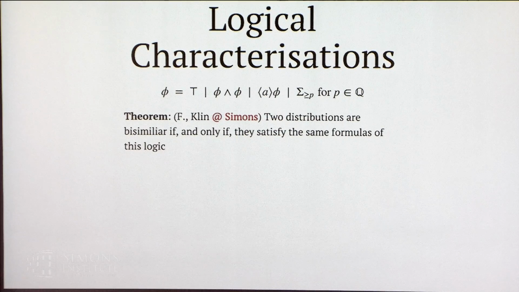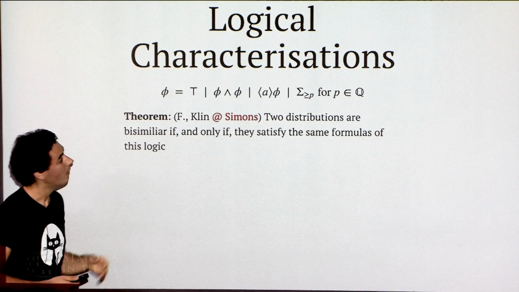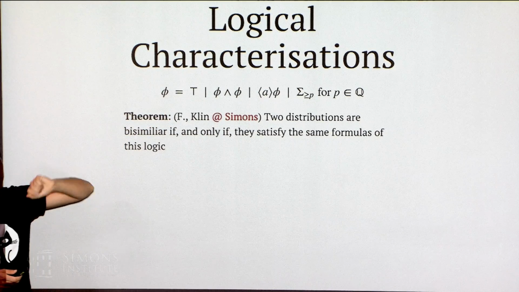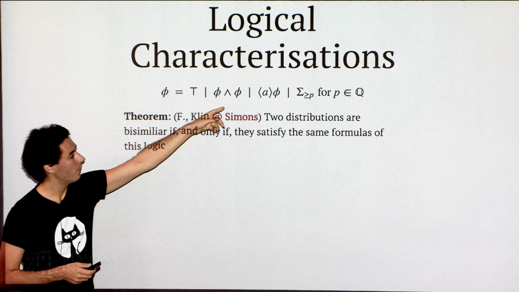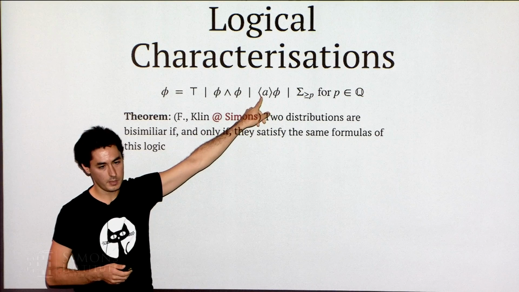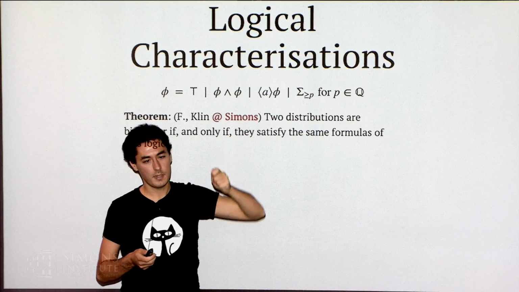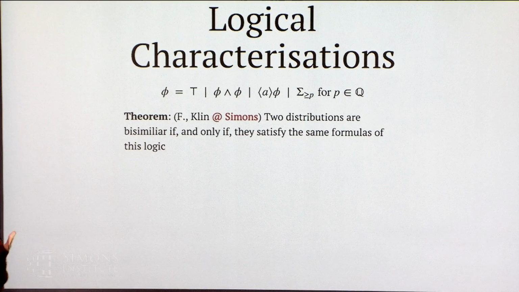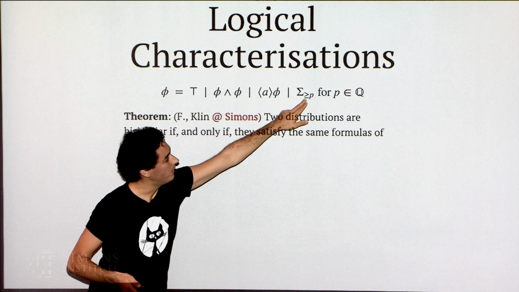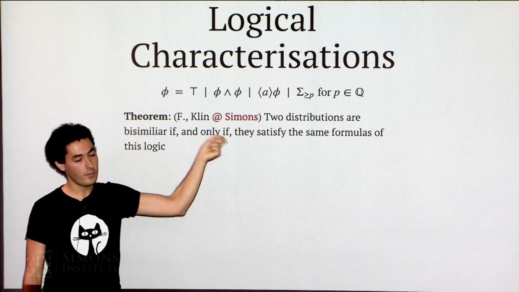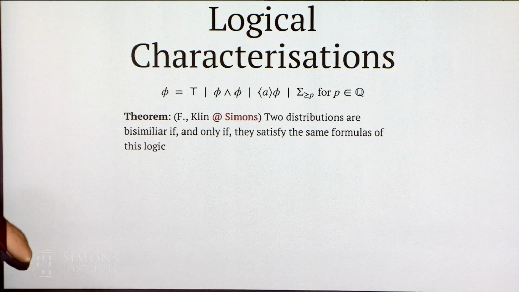So what we did here at Simons with Bartek sitting here was to find logical characterizations. This is a very simple logic that evaluates on distributions of states. So a distribution satisfies a formula. The formulas are very simple. You have true, you have conjunctions, you have a modal operator, as usual in this Hennessy-Milner type logic, and an atomic formula that tells you what the weight of your distribution is. When you're looking at a distribution, you just sum all the weights, and you check if it's bigger than some number p. And the interesting thing is that two distributions are bisimilar if and only if they satisfy the same formulas of this logic, which really you should read the other way around: if two distributions are not bisimilar, then you can find a formula that distinguishes them. That's really what you want to say.